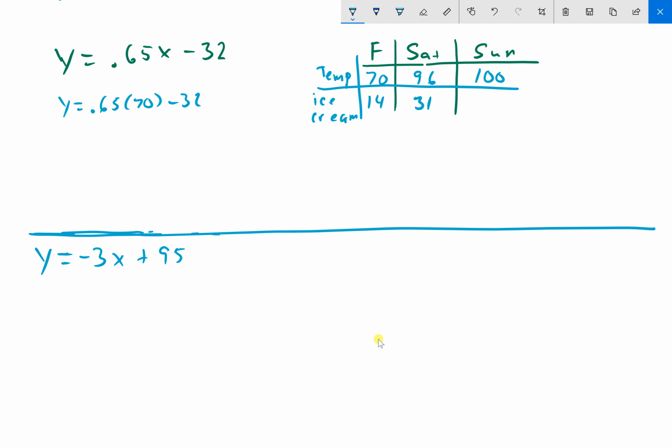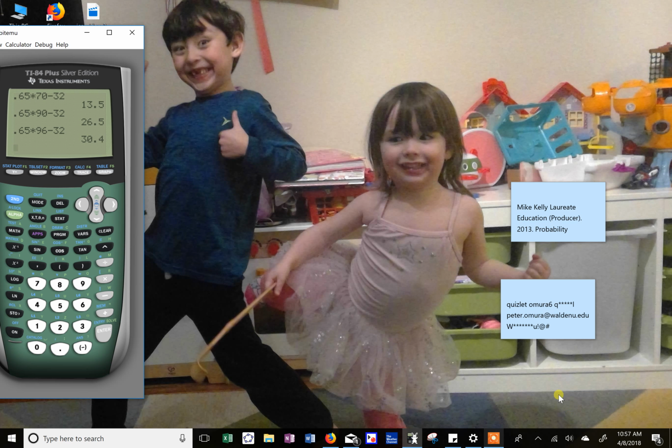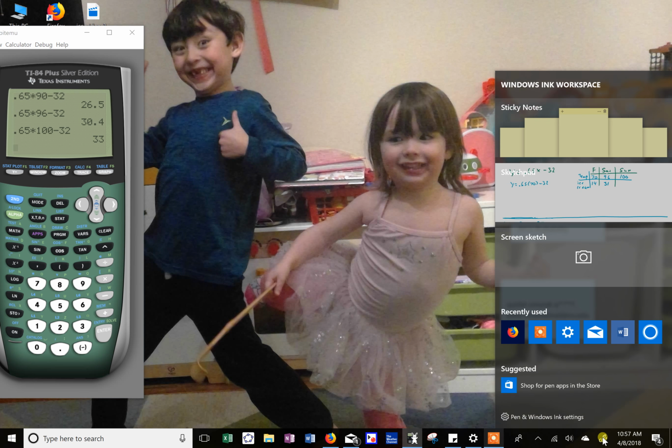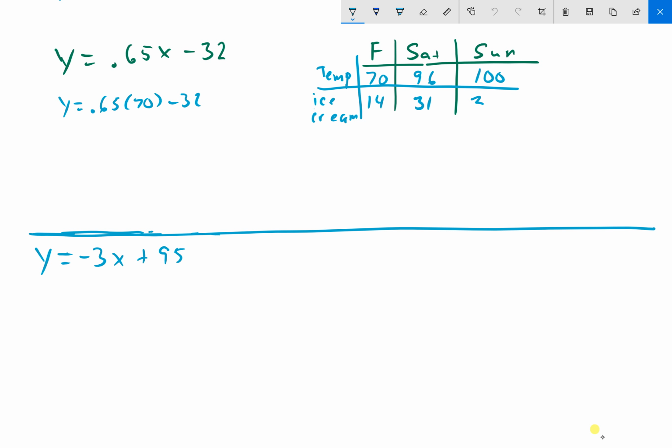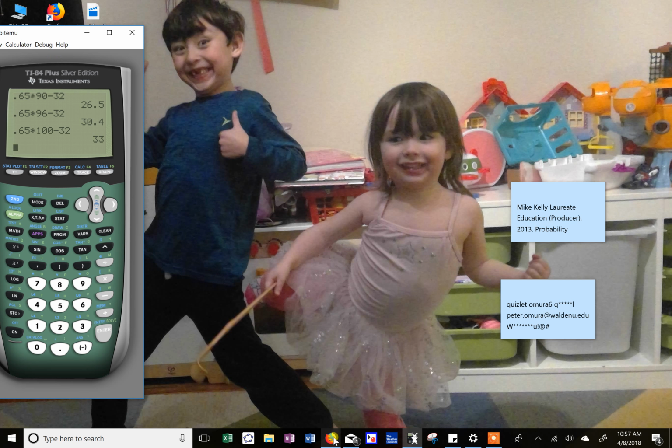And then Sunday is supposed to be 100 degrees, which sounds pretty good for business. Let's see, 0.65 times 100. Well, that's going to be 65 minus 32, which should be 33. And sure enough, with 100 degrees, I should expect to sell 33 ice creams, which is pretty fantastic being in the ice cream business. So when it's 70, it should be 14. When it's 96, 31. And when it's 100, it should be 33.